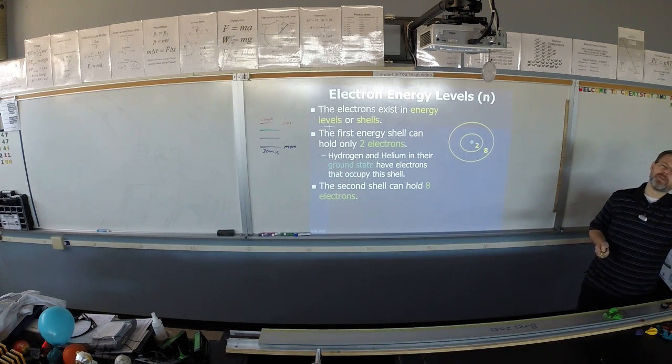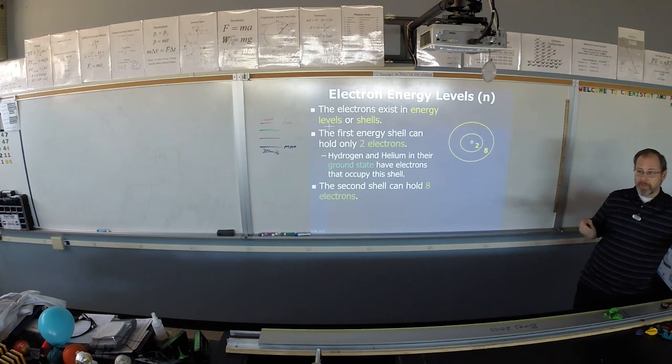So level 2, you find lithium, beryllium, boron, carbon, nitrogen, oxygen, fluorine, and neon. How many elements occupy level 2? 8. Okay? So it's no coincidence that level 2 can hold 8 electrons, and you find 1, 2, 3, 4, 5, 6, 7, 8 atoms. Okay, so far so good?